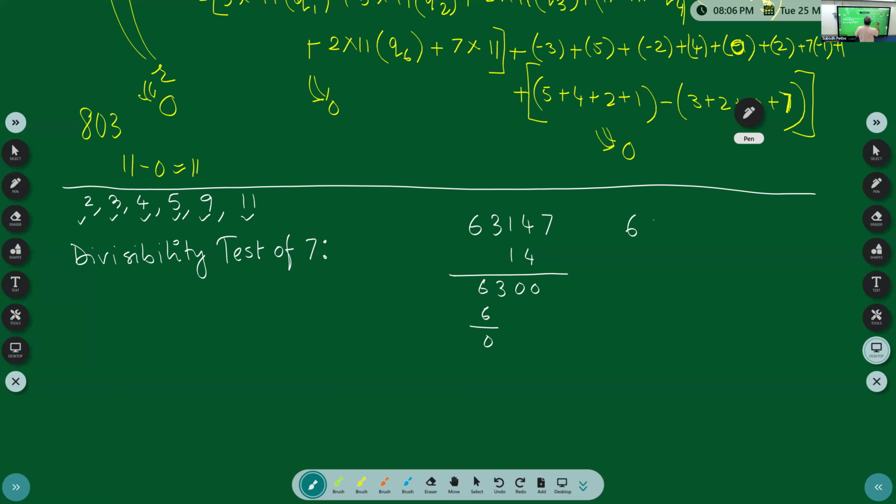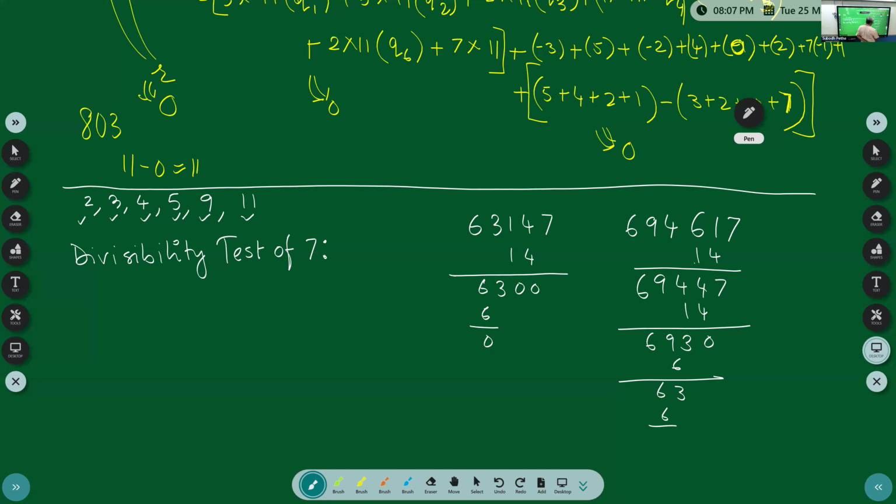Take 694,617. Let us check. The procedure is as follows: multiply the last digit 7 by 2, that is 14. Subtract it from the remaining 5-digit number, 69461. We continue the subtraction and get down to 63. Yes, divisible by 7.